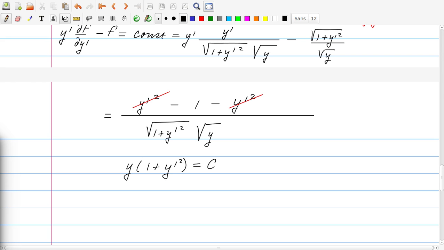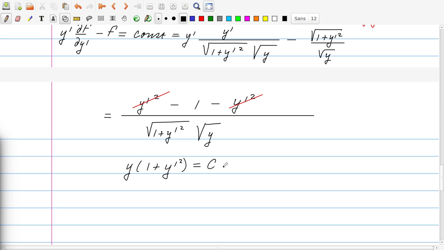Just by taking the square of the left and right hand side, the left hand being the constant, the right hand side being this expression, and renaming the constant and then taking the inverse, we get y times 1 plus y primed squared is a constant. So here you see the y times 1 plus y primed squared, and that should be a constant, a different constant than there, but that means that the c has been renamed.